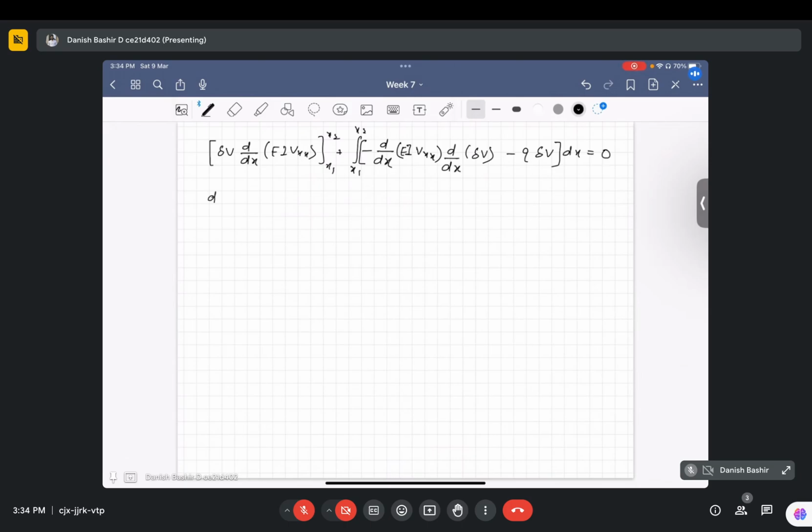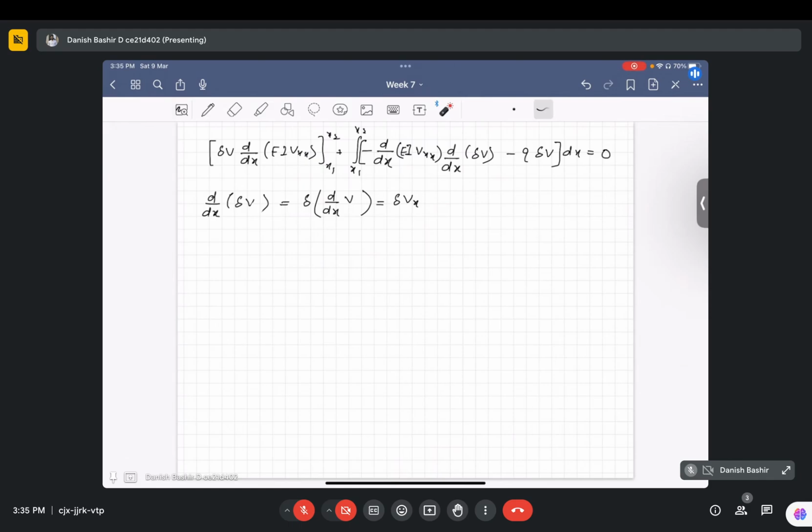Now we can write d by dx of the variation of v(x) as equal to the variation of d by dx of v(x). I told you these identities in the first class. We can write it as the variation of v, which is equivalently written as the variation of v(x). So we will use this thing here.